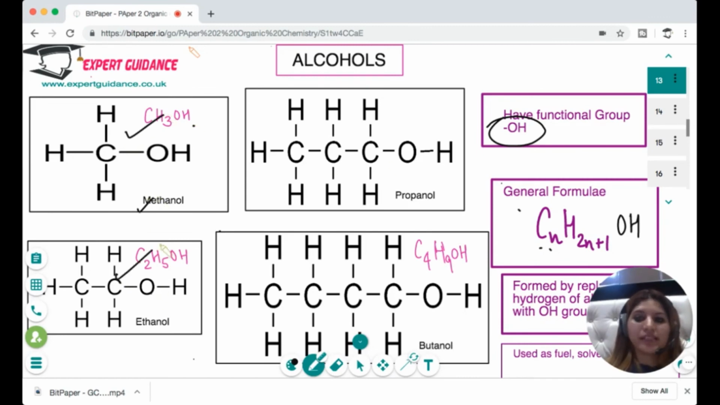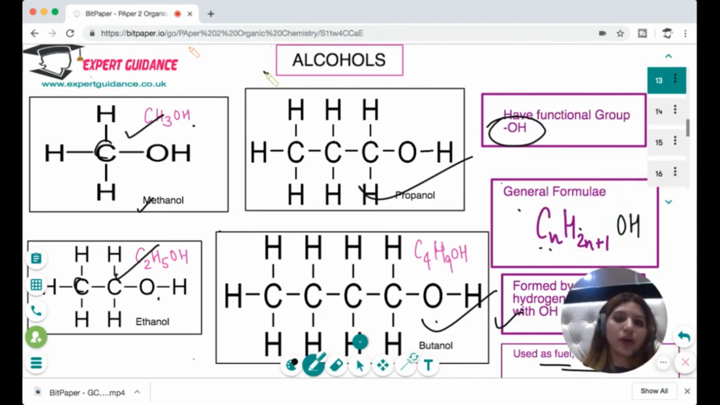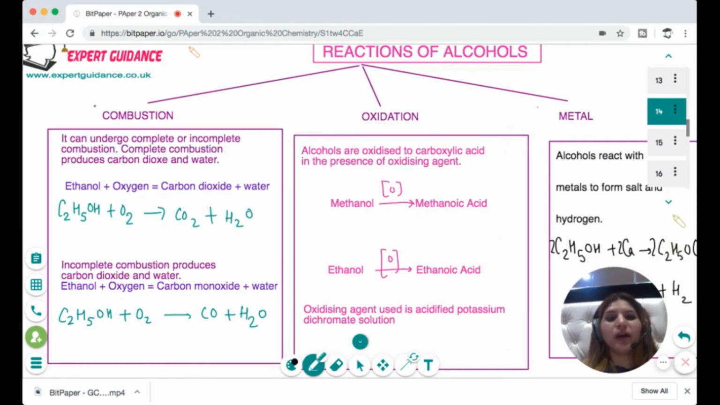2 carbon is ethanol, 3 carbon is propanol, 4 carbon is butanol. So you have 1 carbon with OH and then 3 hydrogen, 2 carbons with OH, and fill the rest of the valencies with hydrogen. And the alcohols are used as fuels, solvents, and spirits. Okay, so I hope what alcohols are is clear to you and you're able to draw the displayed formula and the general formula of different alcohols.